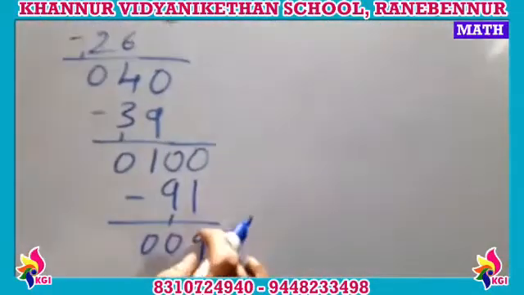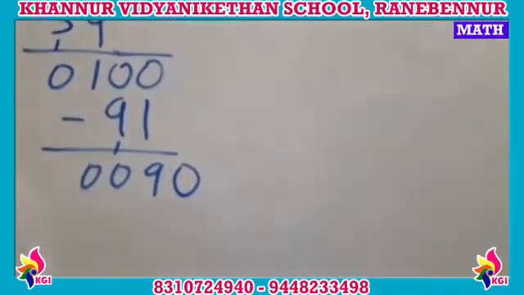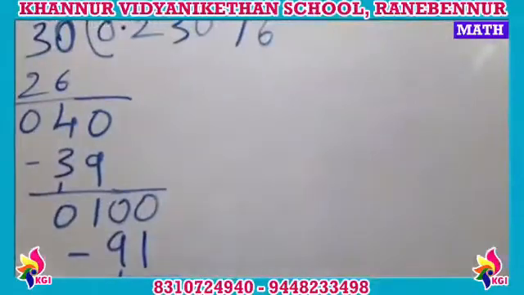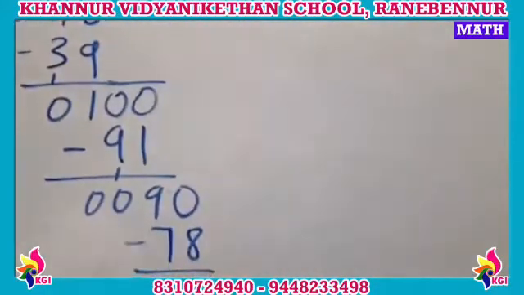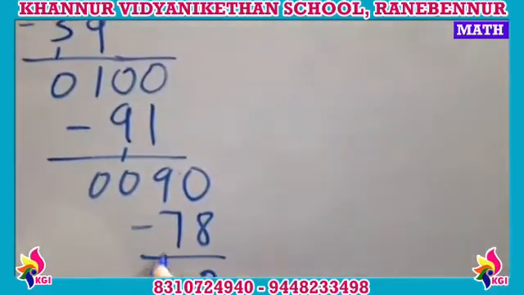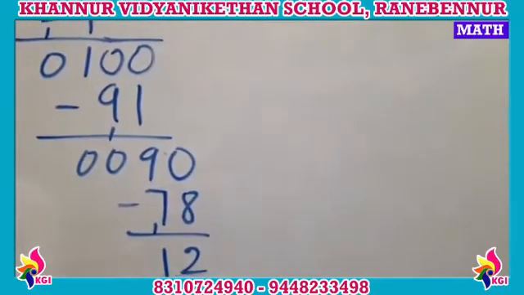So how much is it? 90. Next, 13 sixes are how much? 78. So 78 it is. When it is subtracted, how much am I getting? In 10, it has gone means 2. Take a carry, so that gives 1. So I remain with 12.